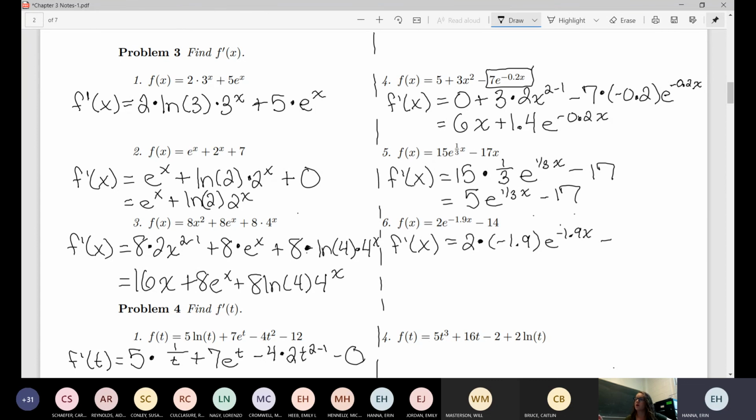Minus the derivative of 14. There's no variable there. It's just 14 by itself. Derivative of a constant is 0. 2 times negative 1.9, negative 3.8 e to the negative 1.9x. And you don't have to rewrite the minus 0.